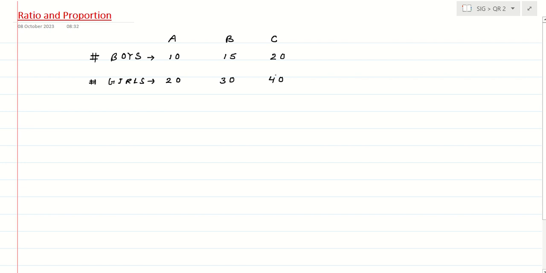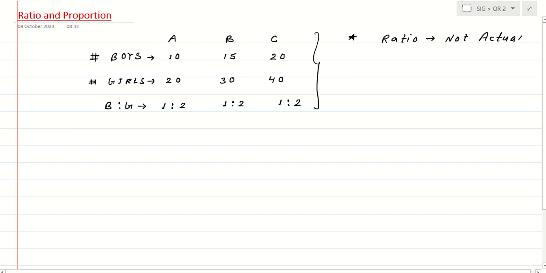Now, see, the numbers are different in every section, correct? The number of boys and the number of girls are different in every section. But if I ask you to find the ratio of boys and girls in every section, what should the ratio be? 1:2, correct? In section B also 1:2, in section C also 1:2. What is the meaning of this example? It says two points. First point, the ratio is not the actual value.